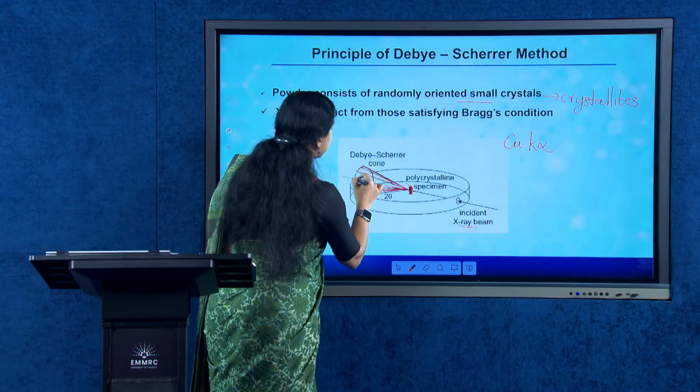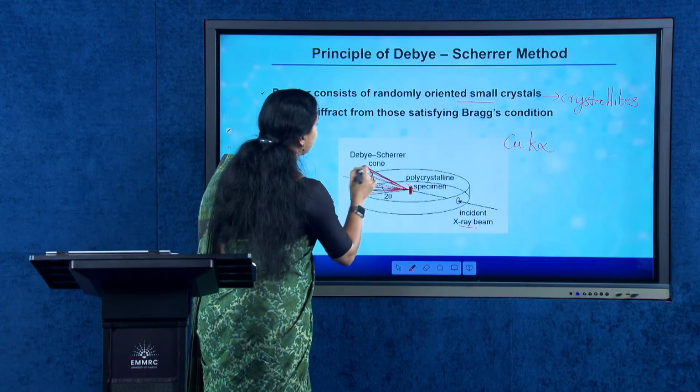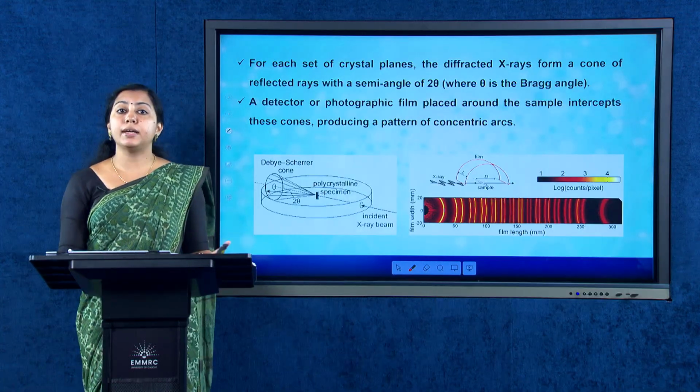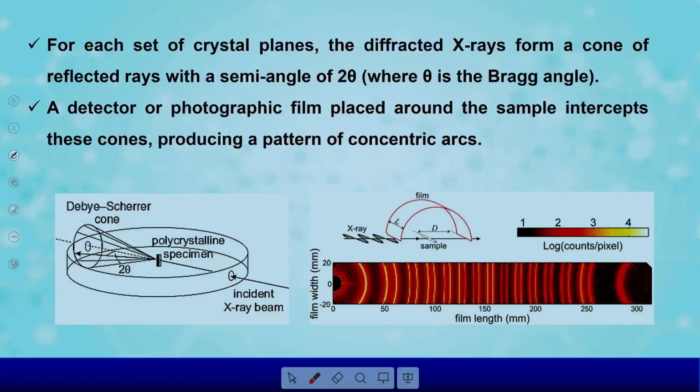So, reflected X-rays form a cone like this called the Debye-Scherrer cone. And for each set of crystal planes, the diffracted X-rays form a cone of reflected rays with a semi-angle of 2 theta, as you can see in this figure, where theta is the Bragg's angle.